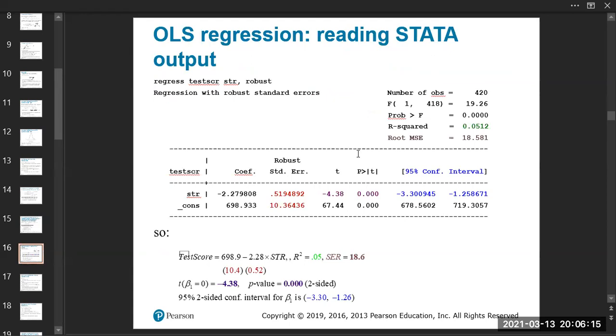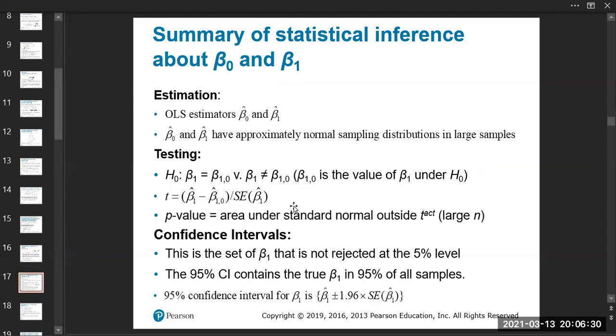This is the data output. I'm going to skip here because in the future I'm going to teach you Python, so we learn how to read Python or Excel regression output. All right, summary of statistical inference.